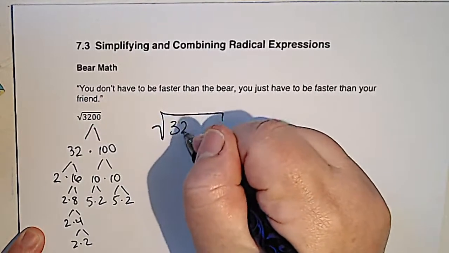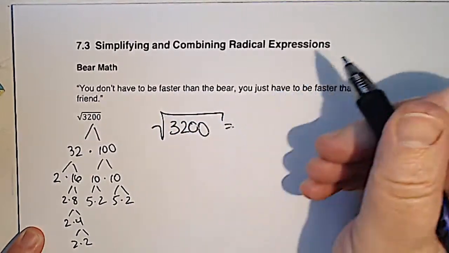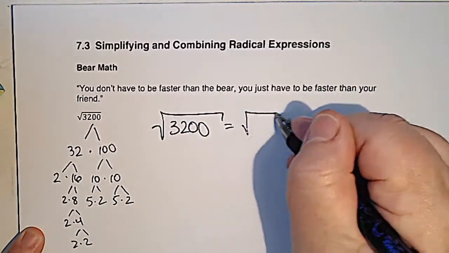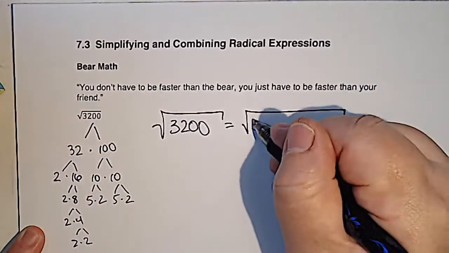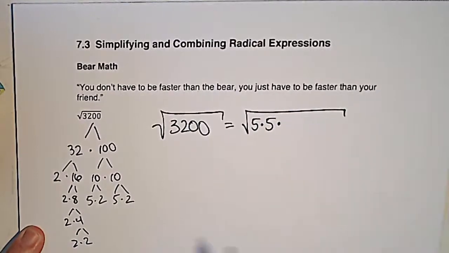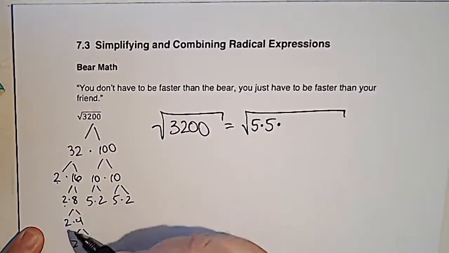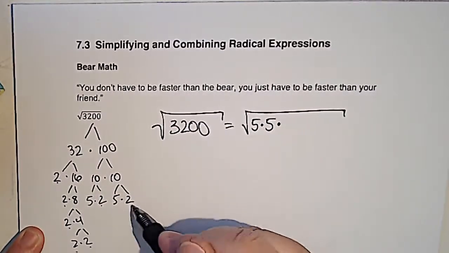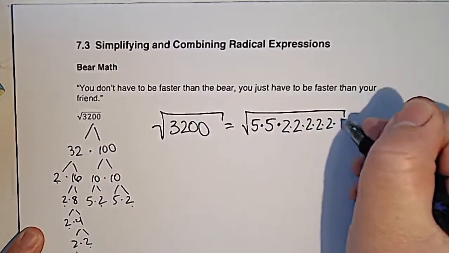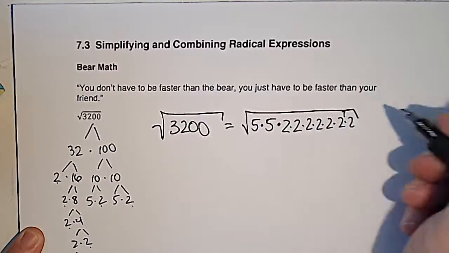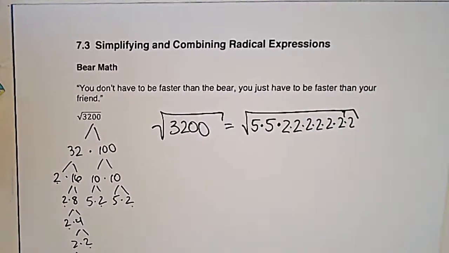So inside our radical, in the radicand, hate that word, I've got two 5's, and I've got 1, 2, 3, 4, 5, 6, 7 2's. Oh, I almost made it. There we go. Okay, sorry, I made it a little too short.